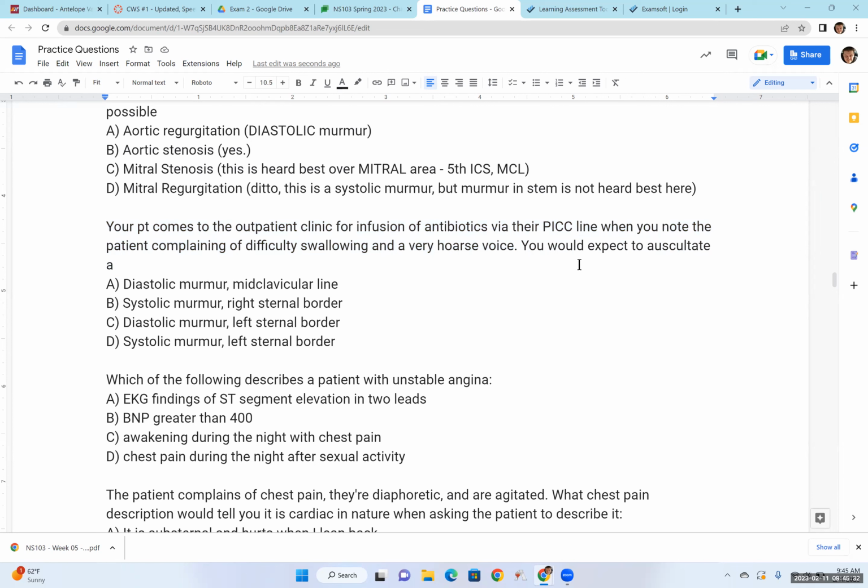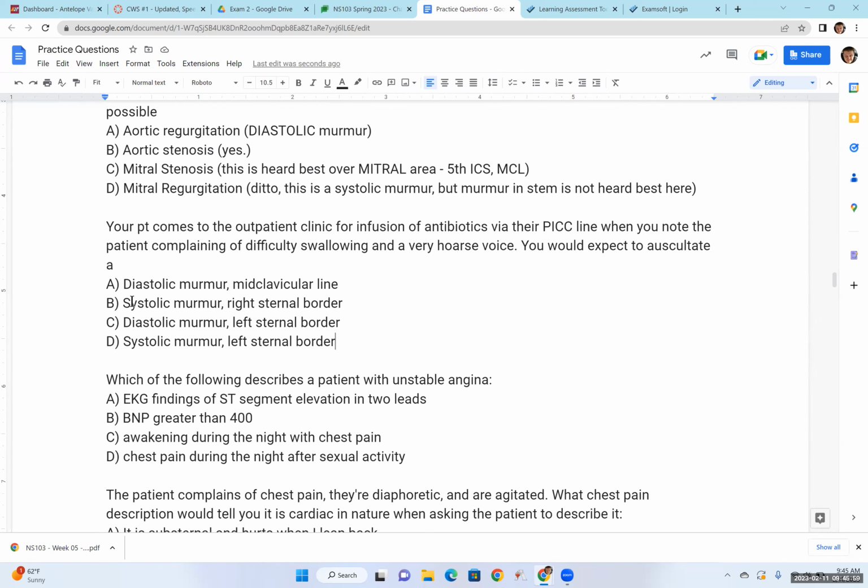So I'd probably put in the stem that the patient is complaining of difficulty swallowing and a hoarse voice, and I'd probably give you more clues. All right, but what are you expecting? So this could be regurg or stenosis. I think I designed the options to eliminate that as an option. Yeah, I think I did.